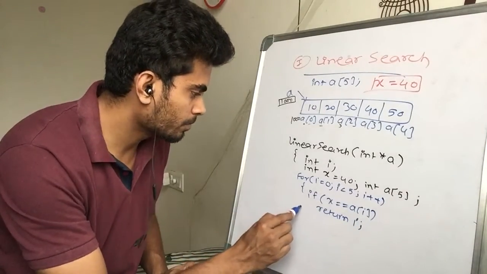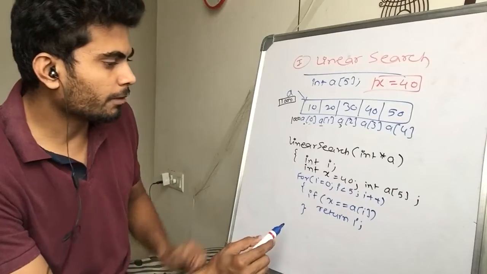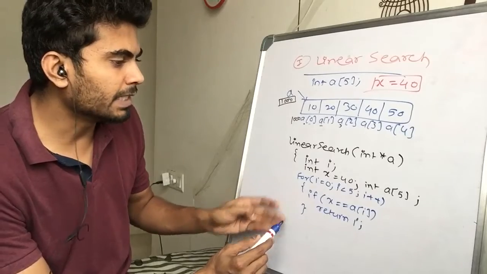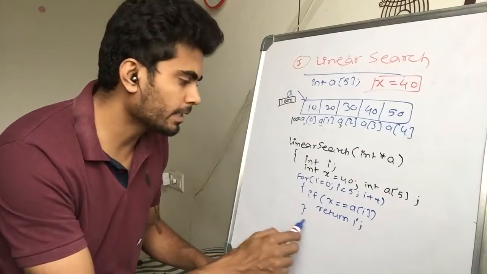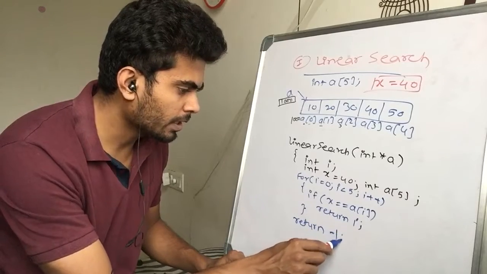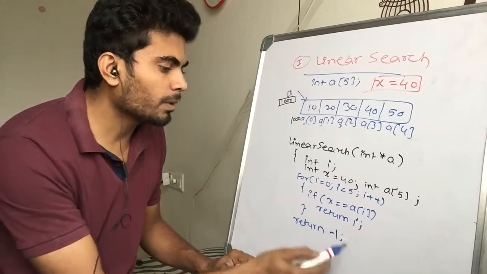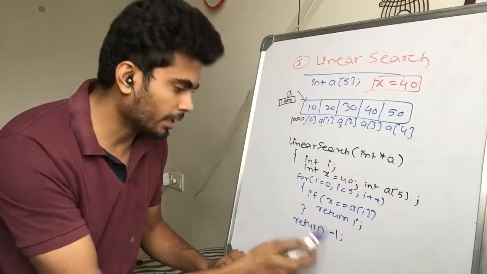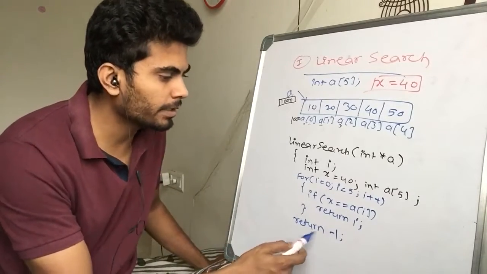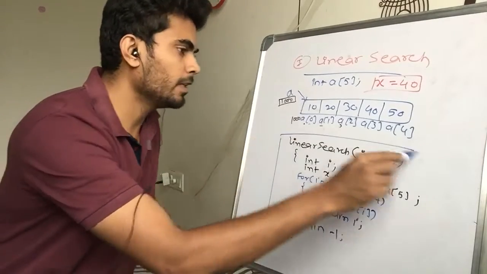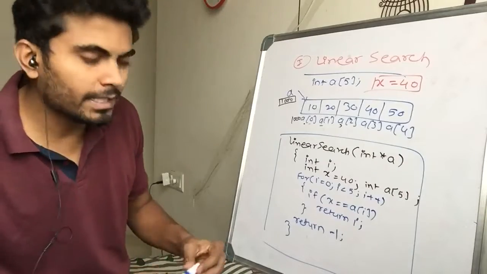Otherwise, if it never returned in this loop, it means that that element is not in the array, right? So in that case, return -1. This is a message to the compiler that okay, the logic has failed, or in this case, that the element is not in this array. So this is how you implement linear search.